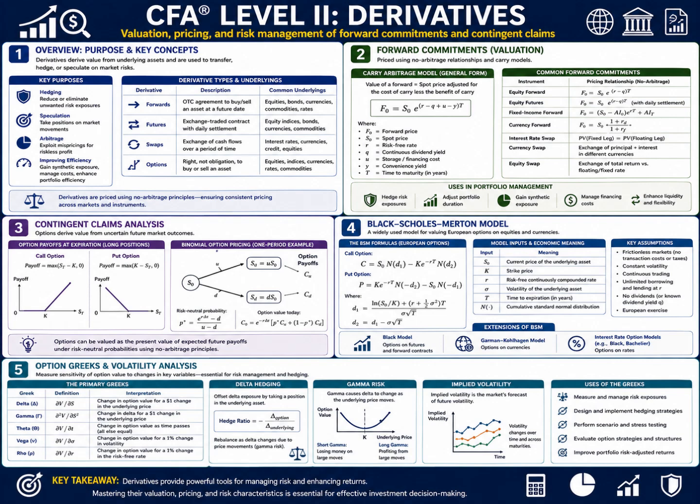Derivatives. Derivatives in CFA Level 2 focuses on the valuation, pricing, and risk management applications of forward commitments and contingent claims. Candidates study forwards, futures, swaps, and options as financial instruments used to transfer, hedge, or speculate on market risks. The curriculum emphasizes arbitrage pricing principles and demonstrates how derivatives derive value from underlying assets such as equities, fixed income securities, currencies, and interest rates.